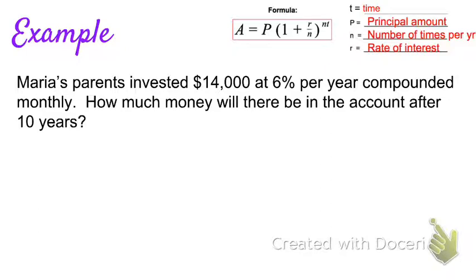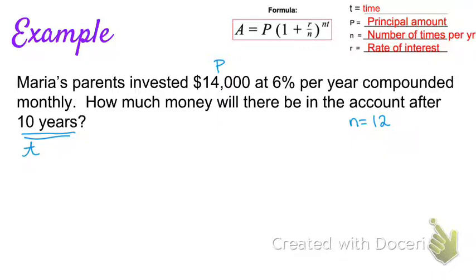So first off, time. I want to know my balance after 10 years. So 10 is my T. My principal amount is my original amount that I invest. Here we go. That's $14,000. The number of times per year that the interest is compounded, it's compounded monthly. So that means in 1 year, it's going to be compounded 12 times.